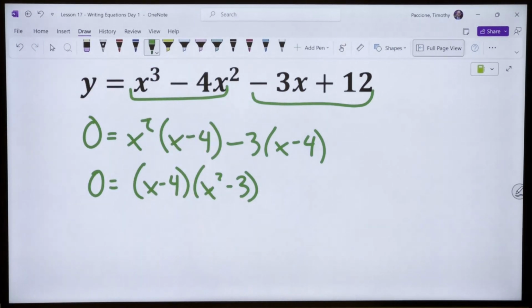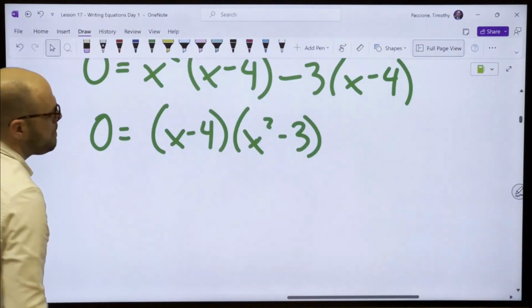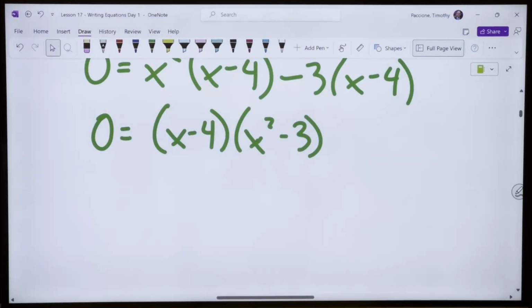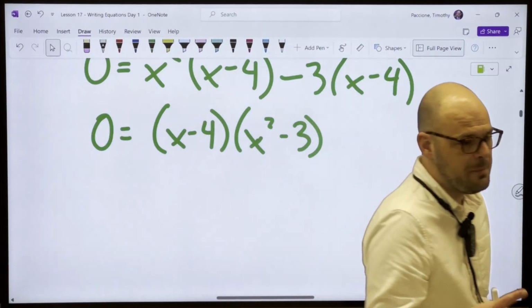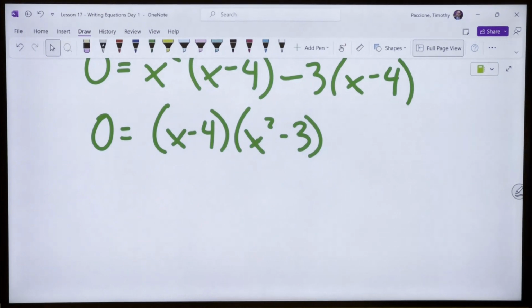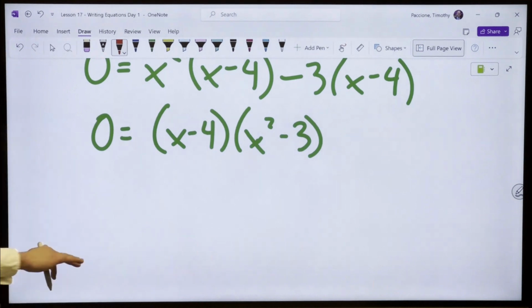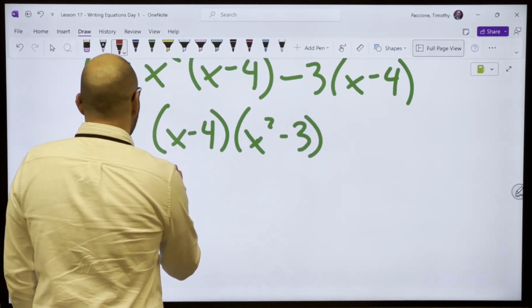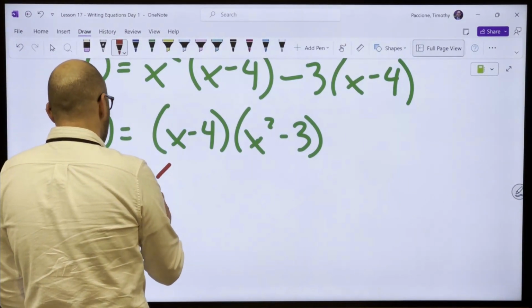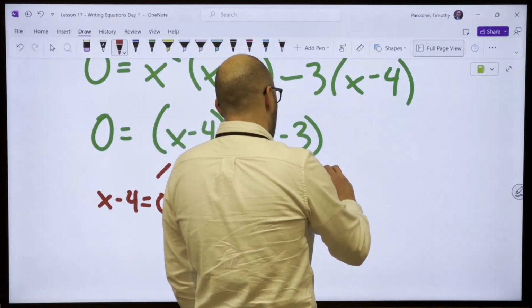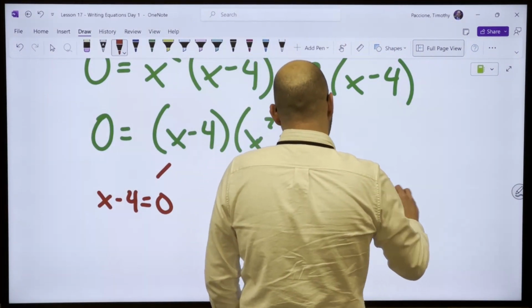Now, can I factor further? Because I always have to check if I can. No, I can't, because I don't have a difference of squares. I just have x squared and minus 3. And the other one's just a binomial with a single x. So when you can't factor further, your brain should always go, okay, it's time for zero product property. X minus 4 equals 0, and x squared minus 3 equals 0.